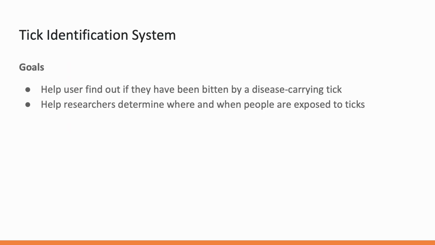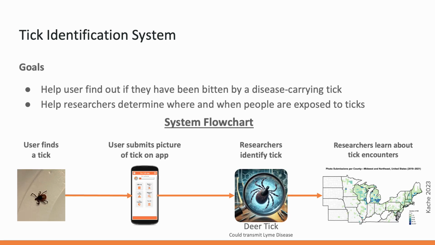This system was developed with two goals in mind. First, to help participants find out if they had been bitten by a disease-carrying tick. And second, to help researchers determine where and when people are finding ticks and use that information to tailor interventions to help with tick prevention. We used these goals as we designed the system and developed the following flowchart.